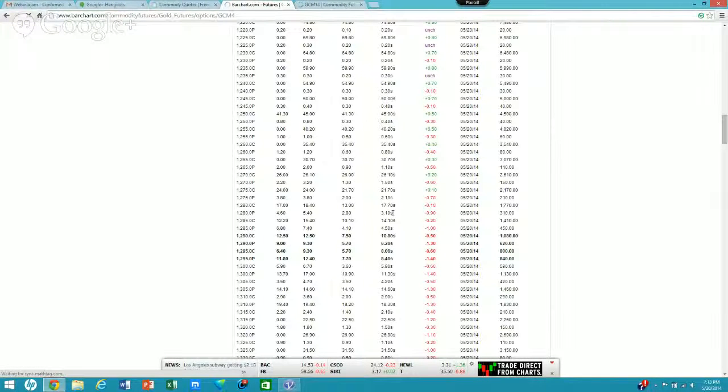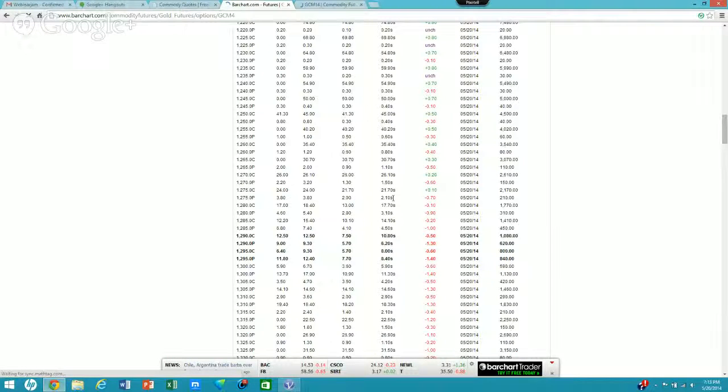Now this, you know what? I shouldn't even mention this because this is a pretty risky trade. But for those of you who are daredevils out there, this is one thing you could do. You could sell the options.